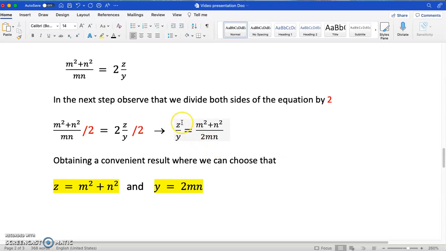But in here we can see that c equals m squared plus n squared, and y equals 2mn. So in here we already have two expressions, one of c and one of y, in terms of m and n. So we get that c equals m squared plus n squared, and y equals 2mn.